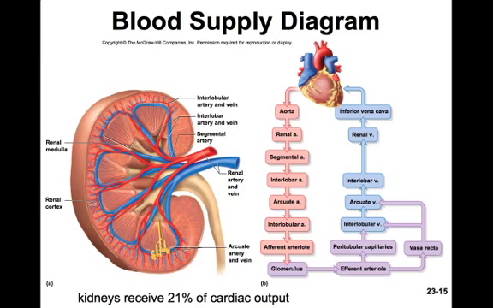This is a great figure to summarize the blood supply to the kidneys. We can see the arterial side. We can see the capillary beds surrounding various portions of the nephron, which we'll introduce soon, and then the venous side returning blood to the heart.